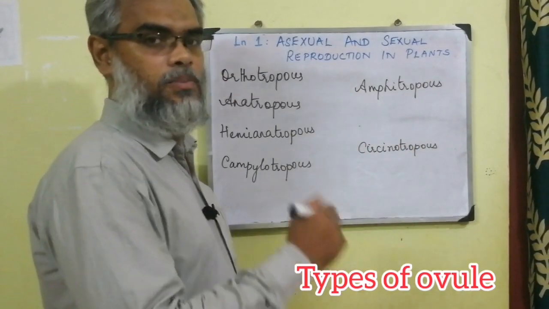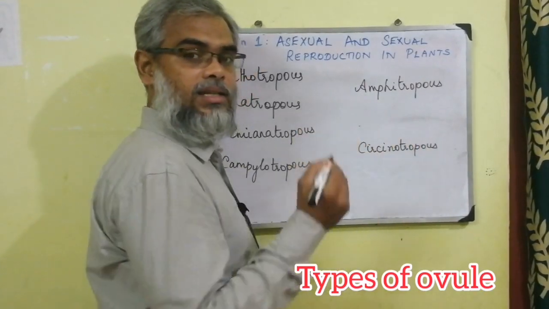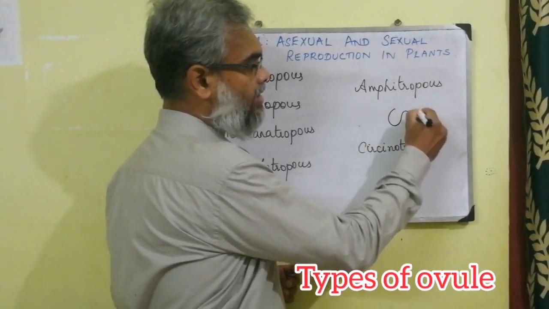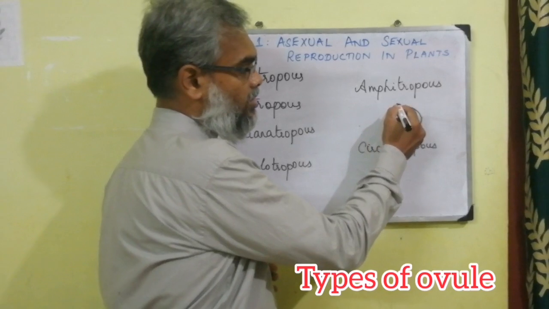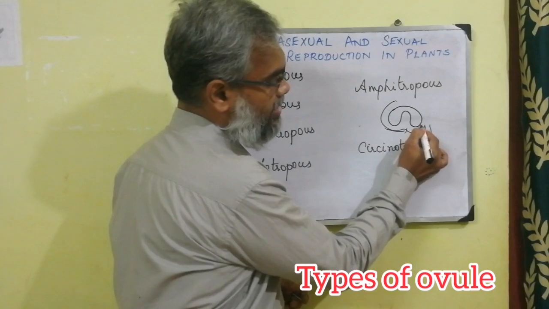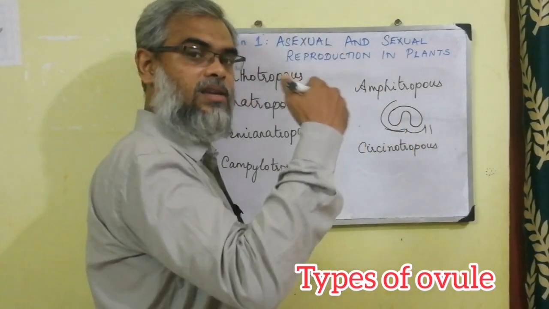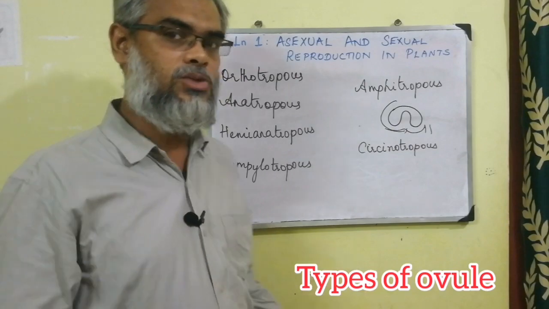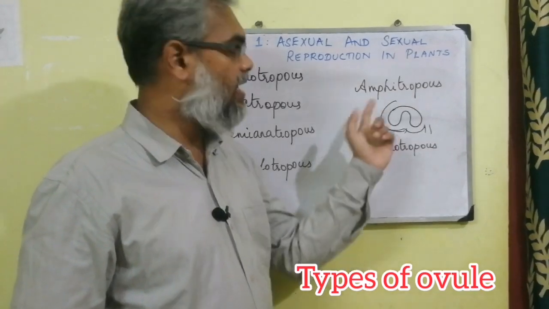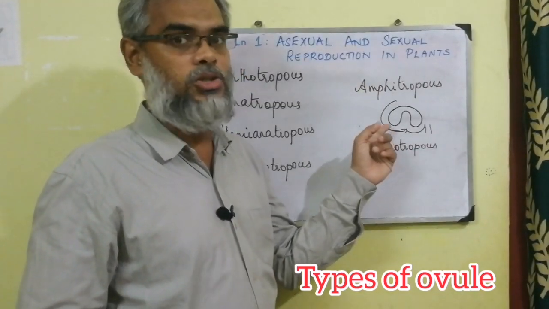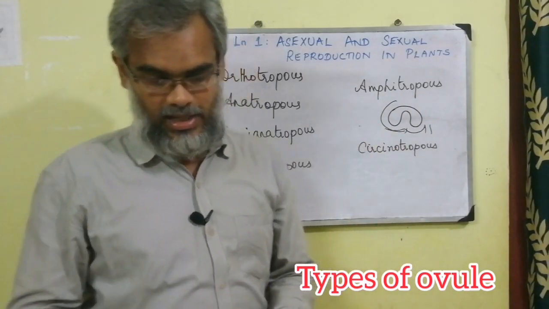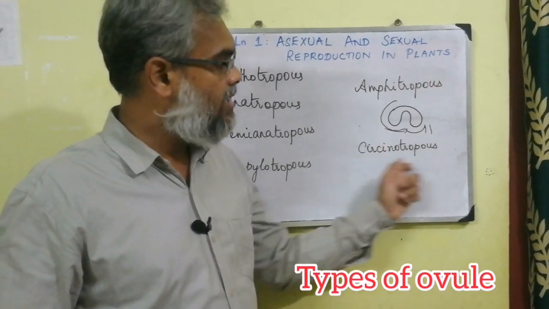Amphitropous is where the hilum and chalaza are held together. So the embryo sac will occur like a horseshoe type. Here is the micropyle, here the hilum, and the chalaza is present here. Actually, the hilum and chalaza will be at the lower end of the ovule, opposite to the micropylar end, but they will be held together. And the embryo sac appears as horseshoe type. So this is amphitropous. This is seen in aquatic plants.